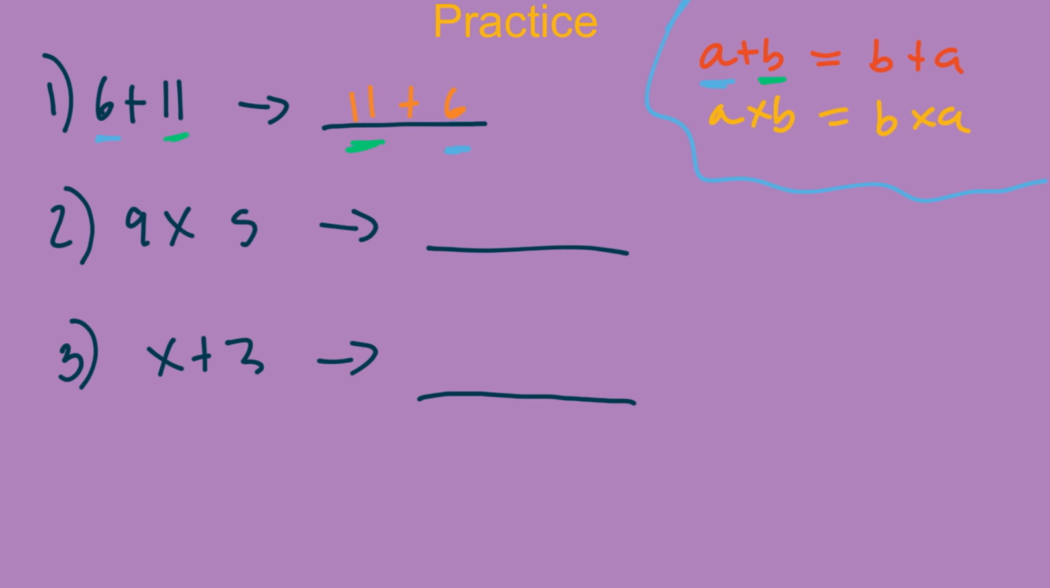Same with number 2, it's the same thing. This is 9 times 5. We just have to put it in a different order: A, B, let's put the A first, times 9, then we have the B here, then we have the A here. I'm not going to do this for every single problem, but the next one is self-explanatory, this will just be 3 plus x.